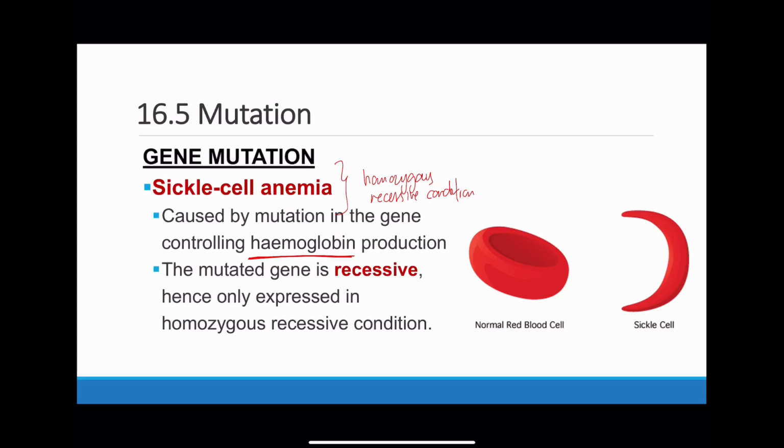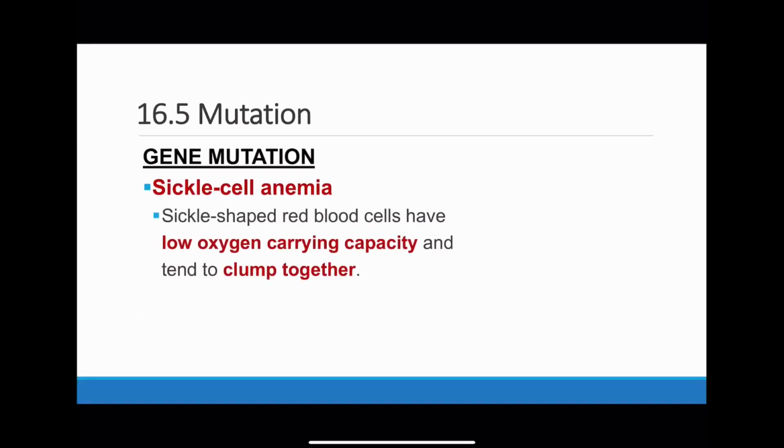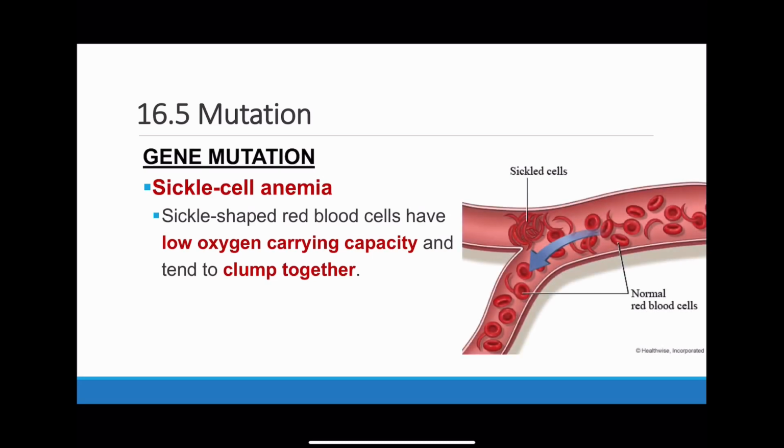Now, what is the effect of this condition? Basically, the red blood cell that you learned before is biconcave in shape. But for people with sickle cell anemia, their red blood cells will become sickle-shaped, like you see over here, because it affects the hemoglobin. We'll take a look at a video to understand more about how this mutation comes about. Before that, it's good to understand that with sickle cell anemia, these red blood cells have lower oxygen carrying capacity, and they tend to clump together.